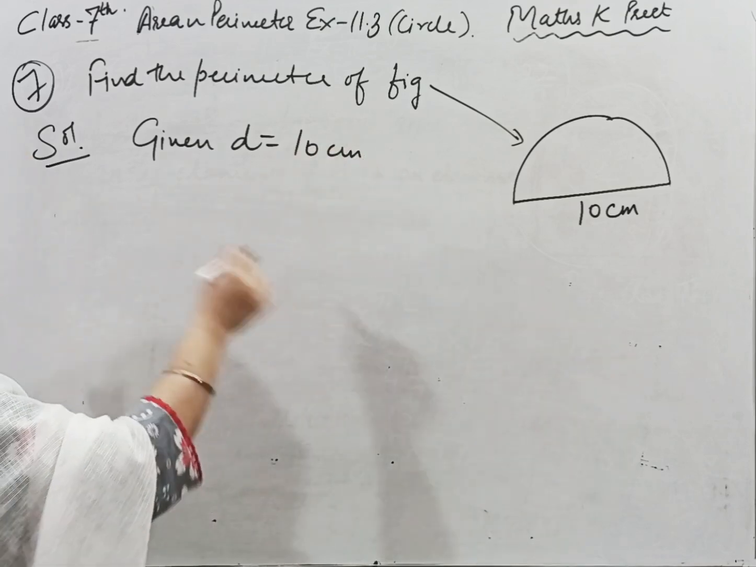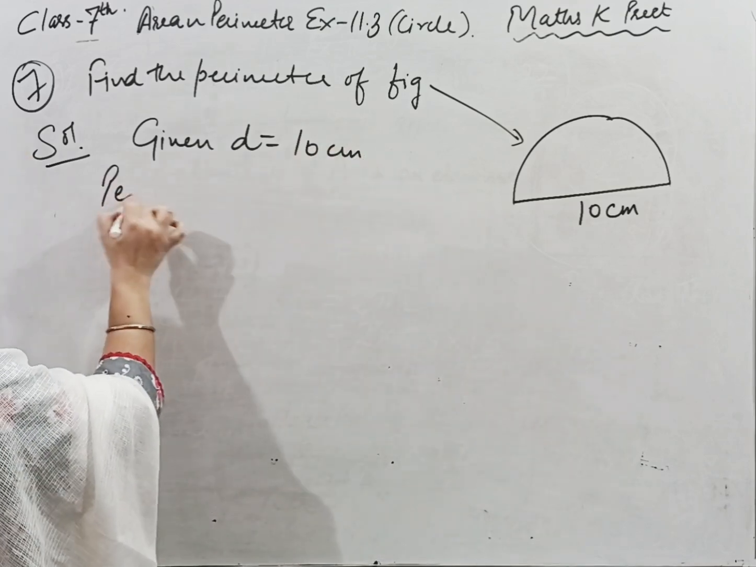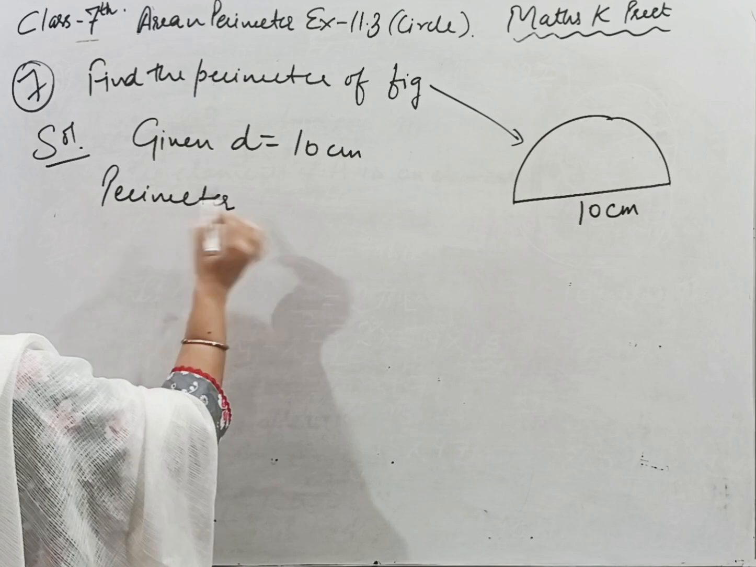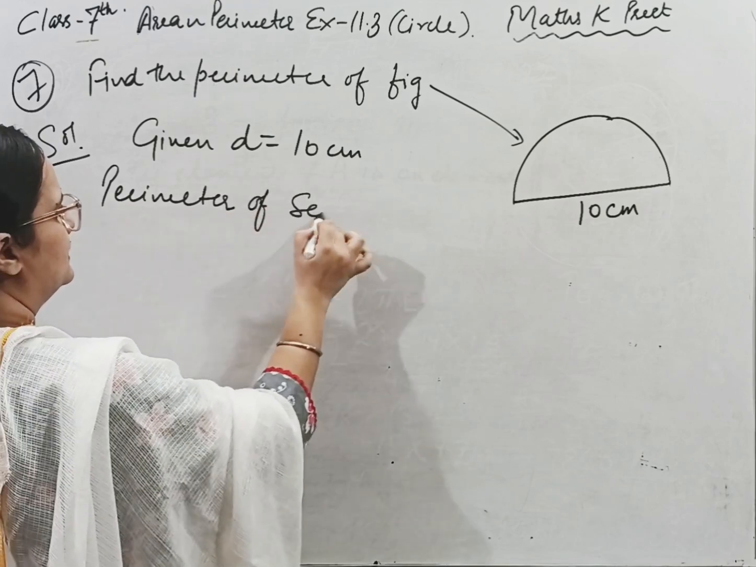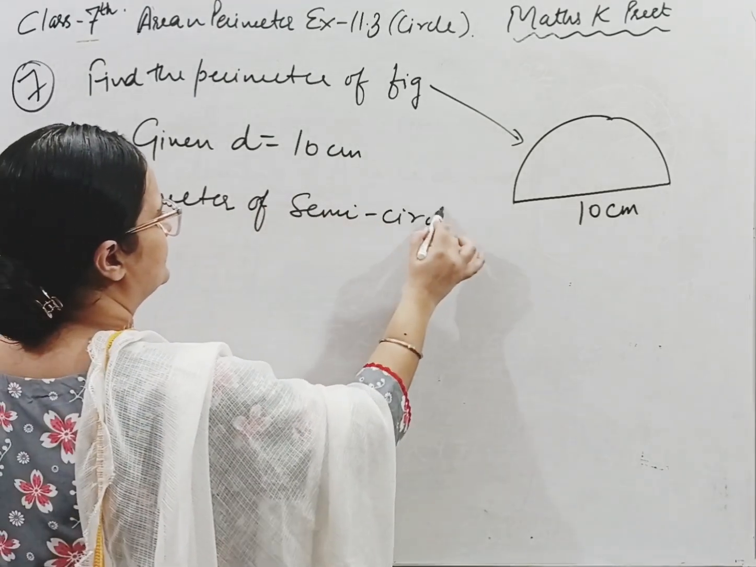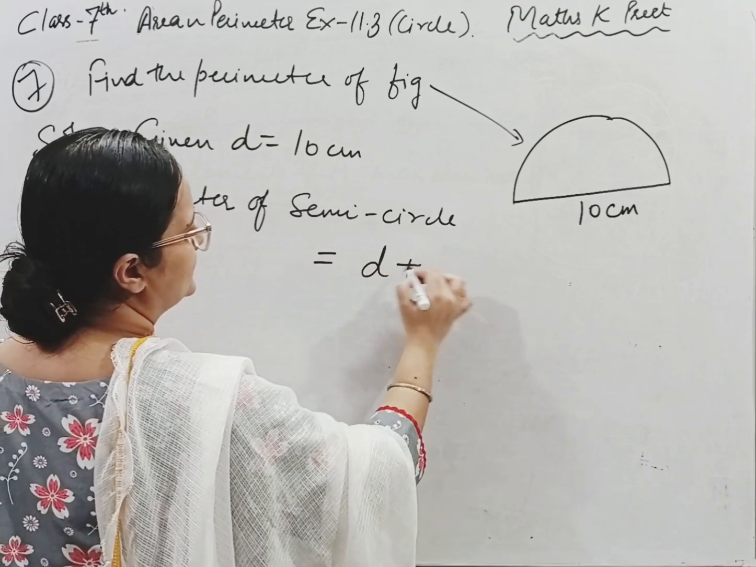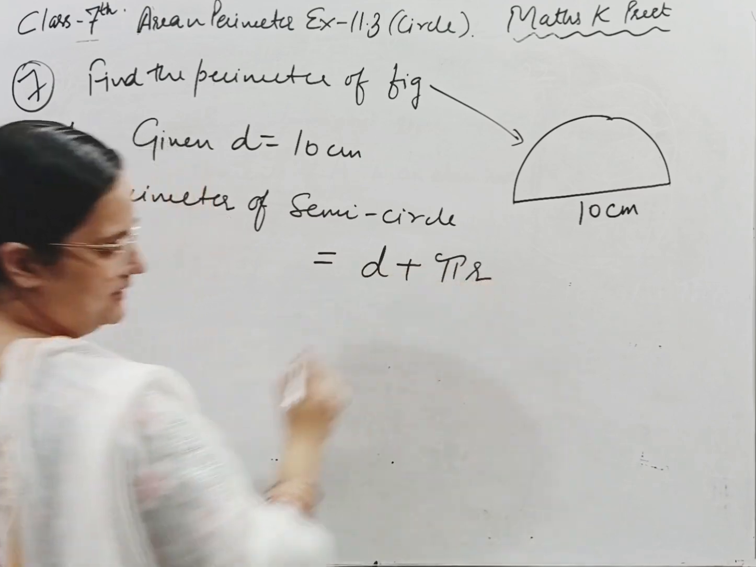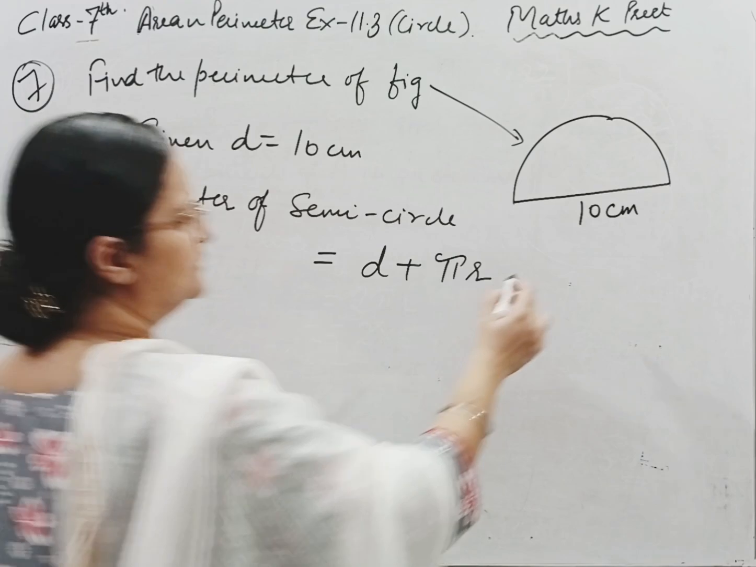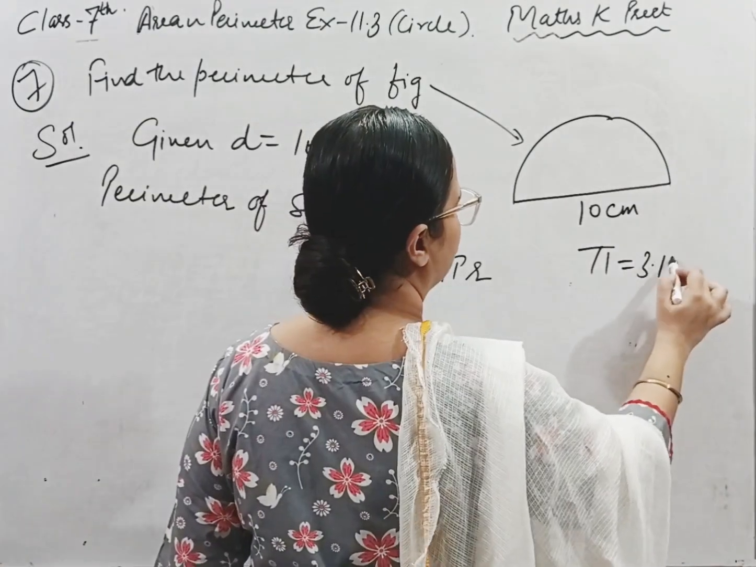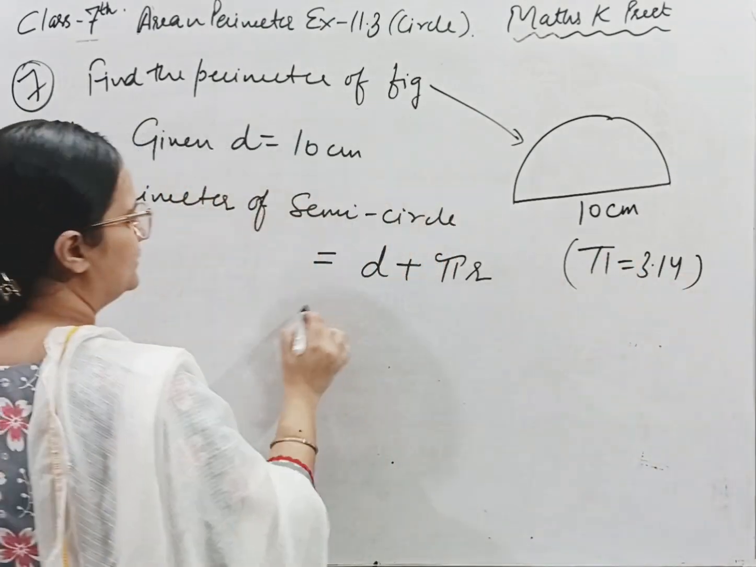This is a semicircle. As I have told you, what is the perimeter of a semicircle? Perimeter or circumference of a semicircle. I have given you the formula for this. That was d plus pi r. So we have to take pi is equal to 3.14 according to the book. The NCERT book I am following.